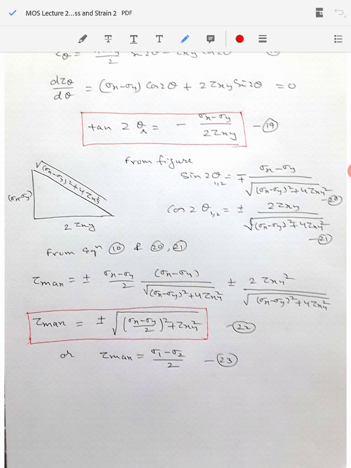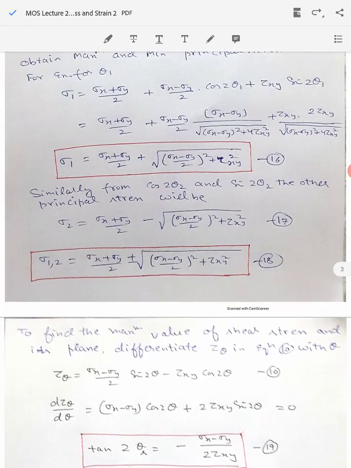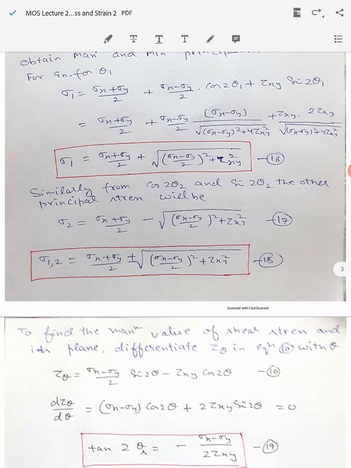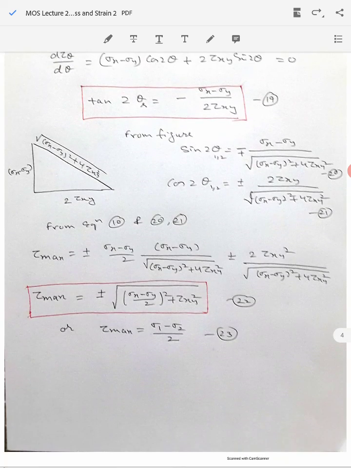Now you must notice that this tau max value is basically half of the difference of sigma 1 minus sigma 2. Maybe you can go back to the expression of sigma 1 and sigma 2. If you subtract the two values, sigma 2 from sigma 1, you will find that it will be twice the under root of (sigma x minus sigma y by 2) whole square plus tau xy square, and if you divide it by 2, you will get the value of tau max. So the maximum shear stress is equal to half of the difference of the principal stresses acting on the two planes.